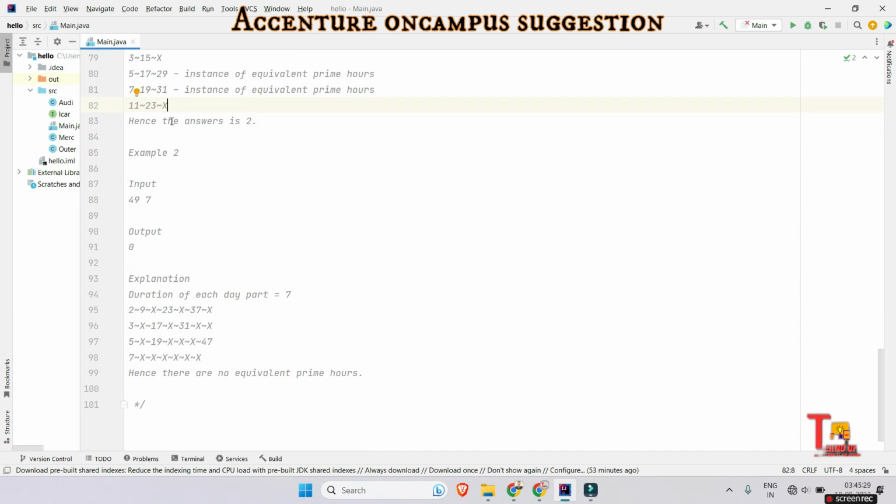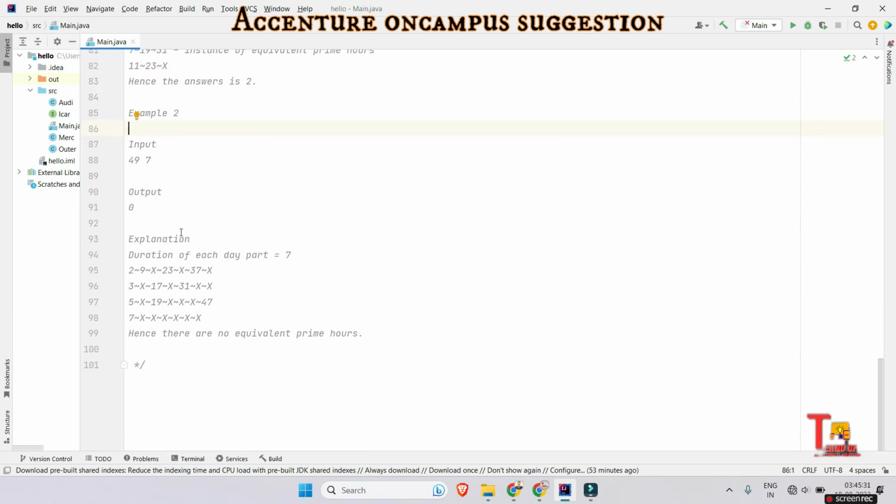So here is example 2 again. The input is 49 and 7, and the output is 0 because there are no such prime hours, that's why this is 0.